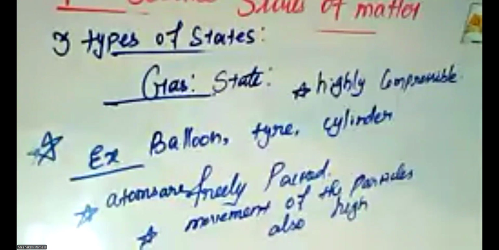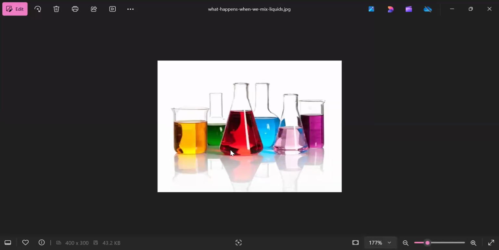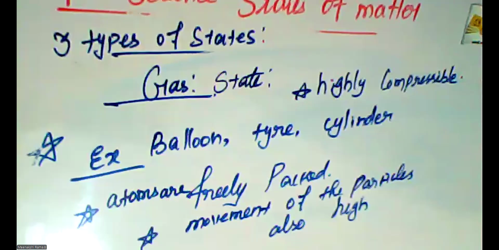Just a minute. This is an example of liquid materials. Liquid materials come in different kinds of shapes. This is called a beaker, this is called a conical flask, this is called a round bottom flask. Different shapes, different sizes of conical flask. They don't have definite shapes. So these are examples of liquid state materials. They take up the shape of the vessels.